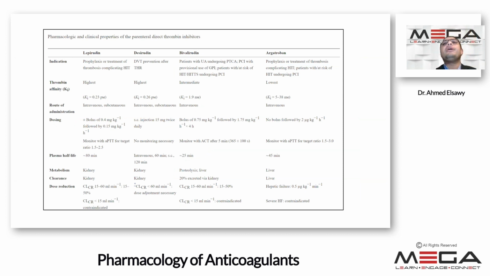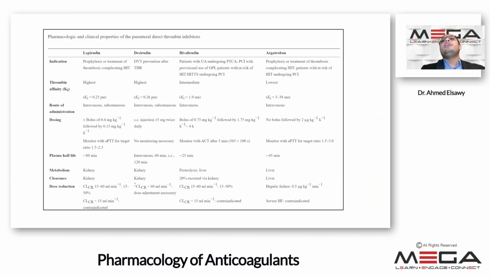There are different intravenous direct thrombin inhibitors. This is a comparison between them: lepirudin, desirudin, bivalirudin, and argatroban.